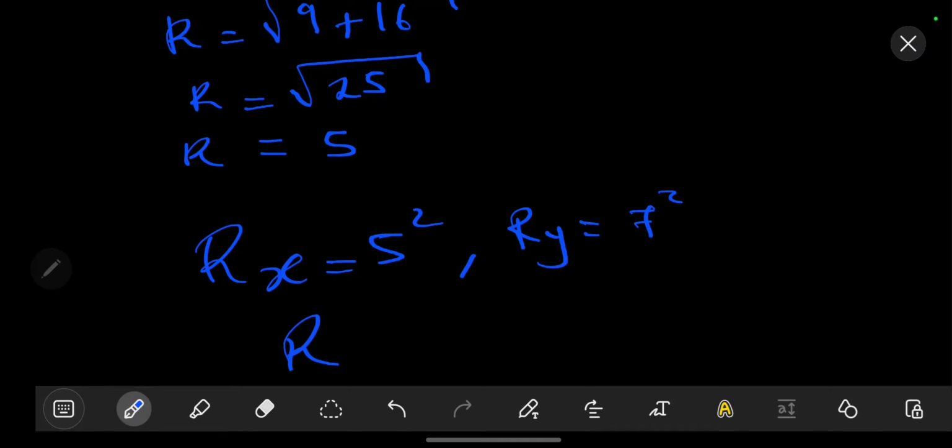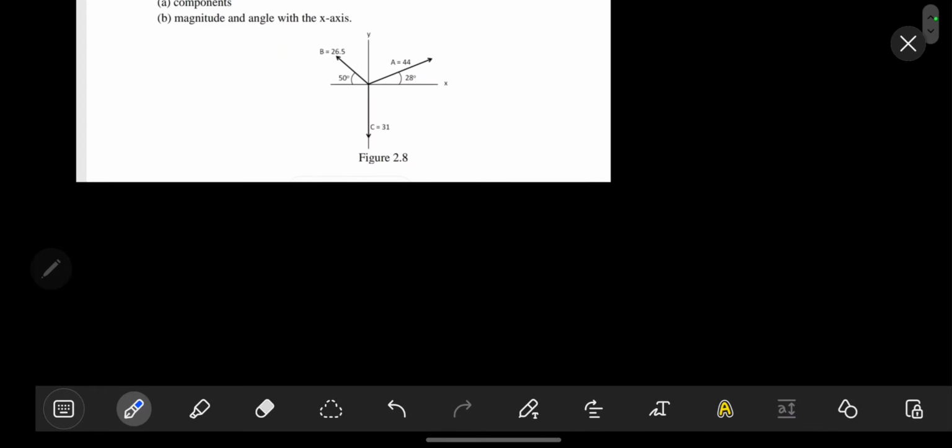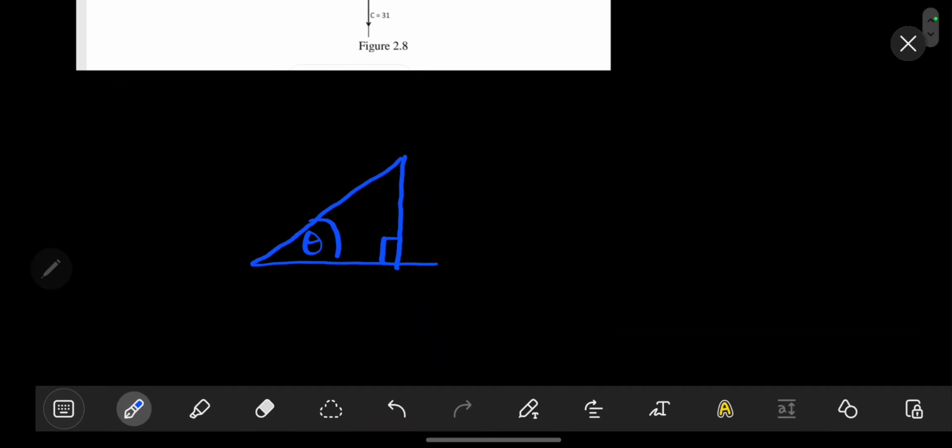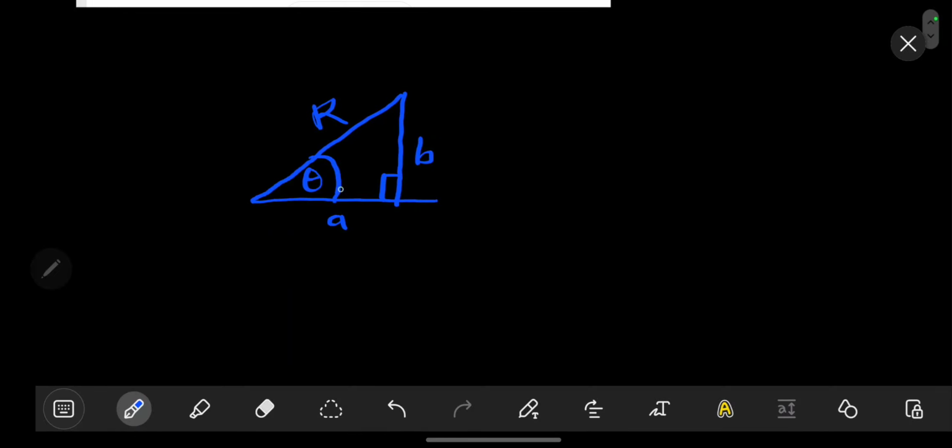So let us now be able to answer problems. Remember, if we have a right angled triangle like that, with the angle theta here, the opposite side, let's say we have A and B, then we have the resultant R. In order to use the sine of the angle, we know from trigonometry that the sine of theta should be equal to opposite over hypotenuse.